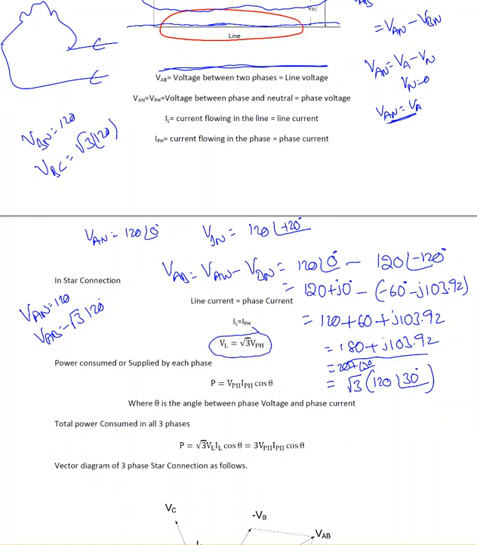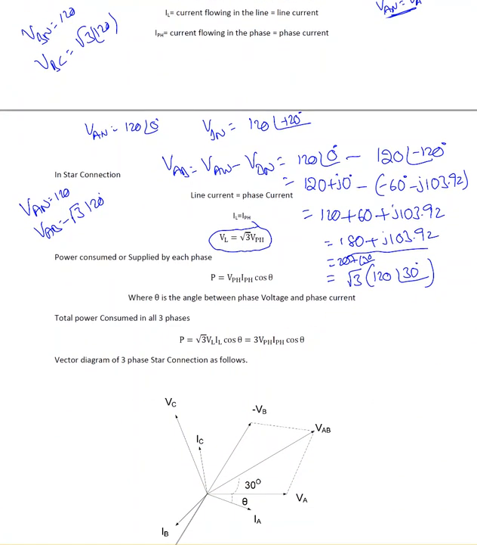That's really important, you need to remember. So in star connection, line voltage is always square root 3 times larger than the phase value. Now when it comes to the current, before going to the current, I will talk about the 30 degree angle in the same video when we come to the vector diagram.